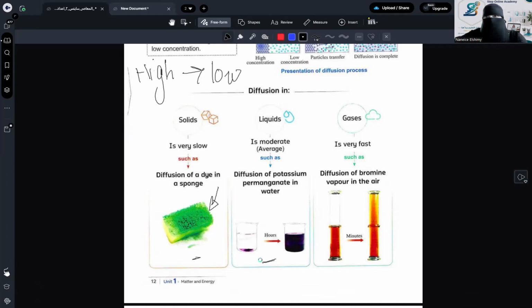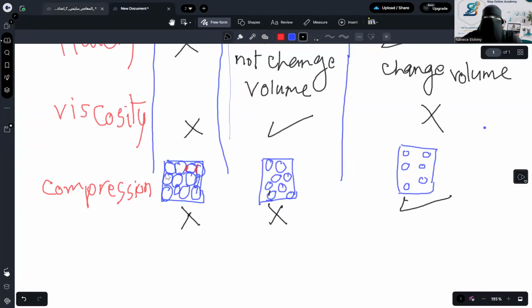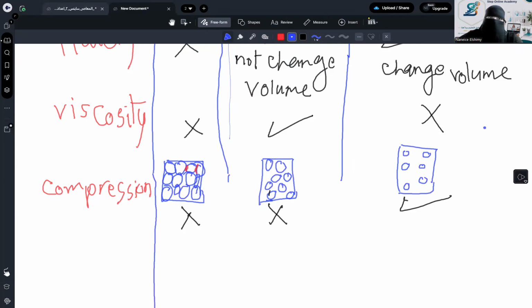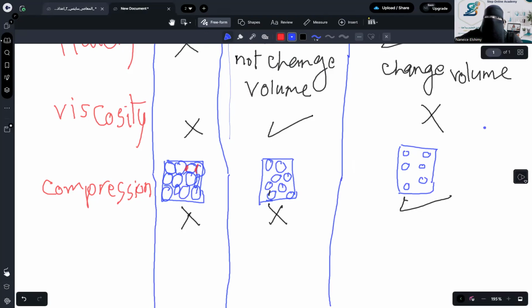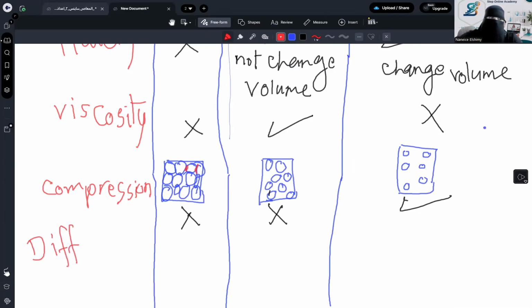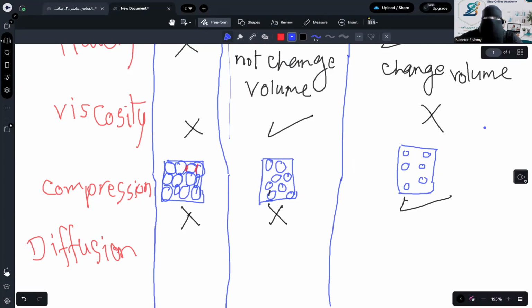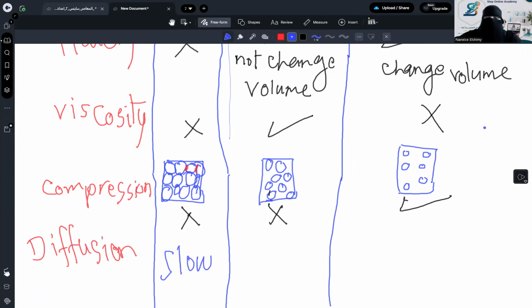What about in water? It will spread, but in a moderate way. It's not very slow and not very fast, okay? In the gases, no, the diffusion is very fast. When you put a perfume, you find it in the whole home because of the diffusion of the gas, and that's because the gas particles are very far from each other, and that makes them spread easily, okay? So the last thing is diffusion. And we have that in the solids it is slow, in the liquids moderate or mild, and in gases it is fast, okay?